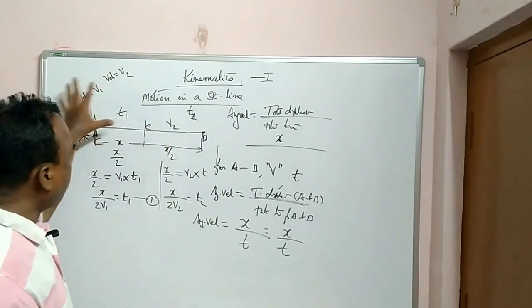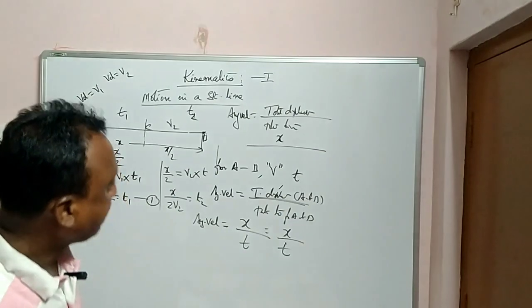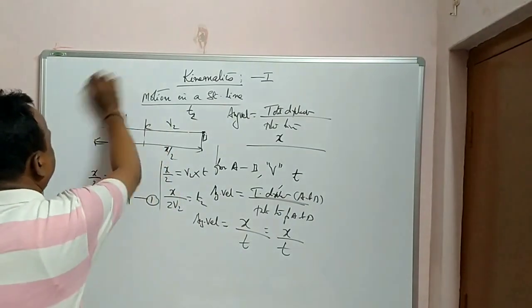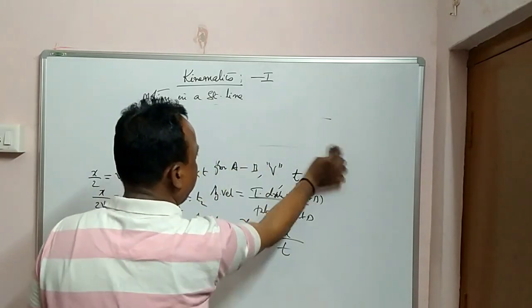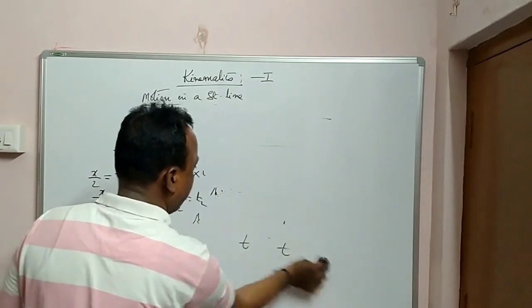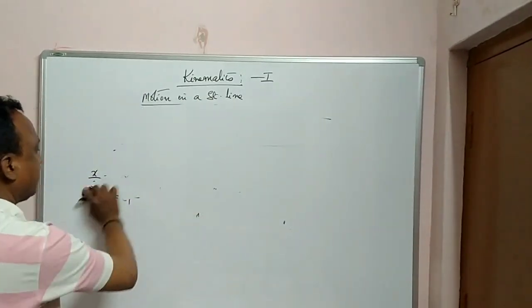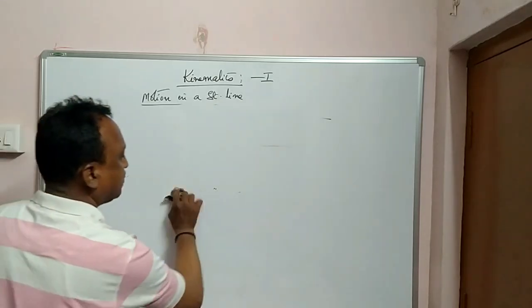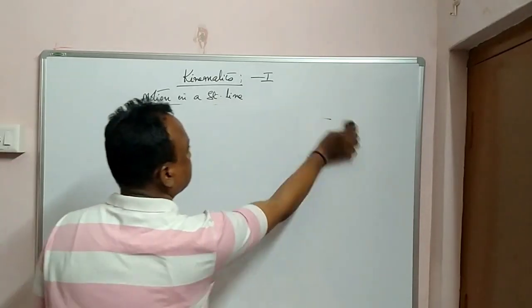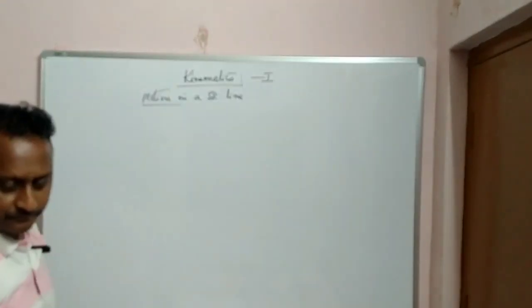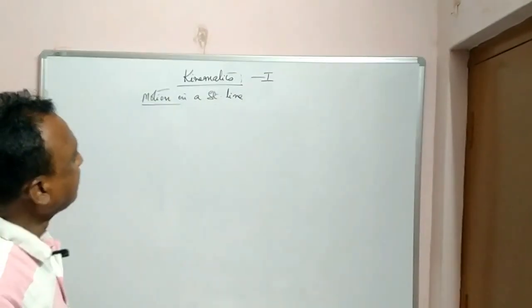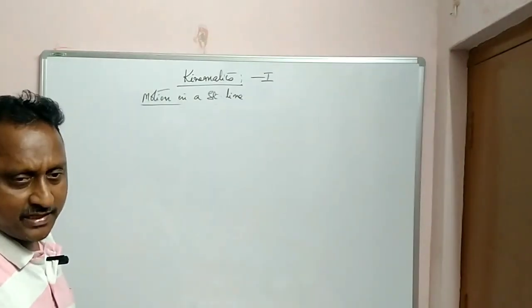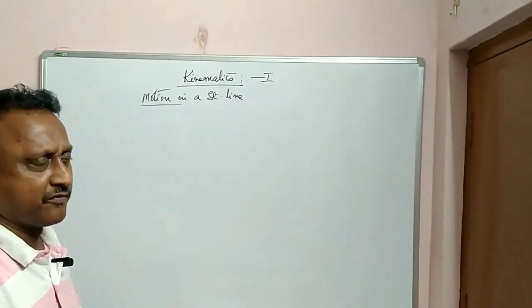So in the motion in a straight line, the problems will be related like this: average speed, average velocity, speed, distance, time, etc. And these formulas are very, very important while solving the numericals. Clear now? Now let us go to the next part in kinematics, part 1, motion in a straight line. That is very, very important from the examination point of view.